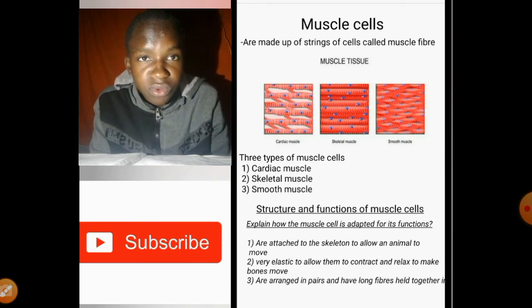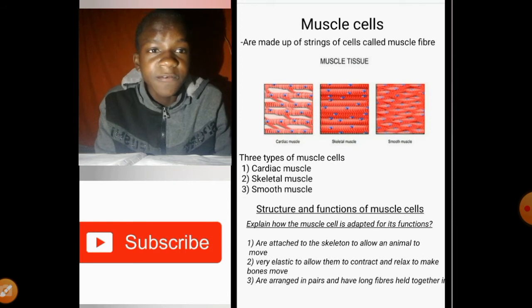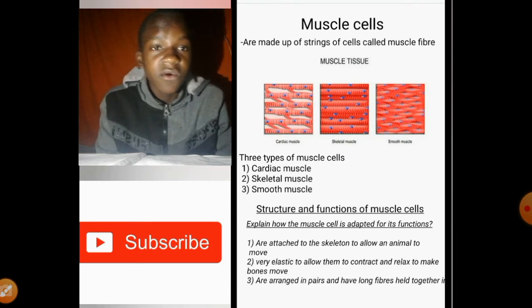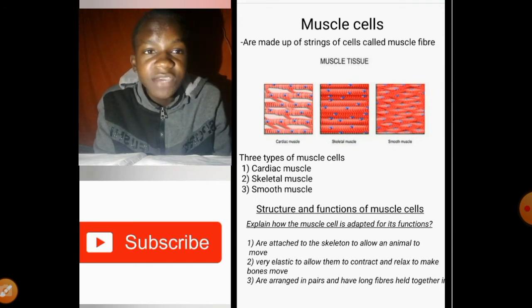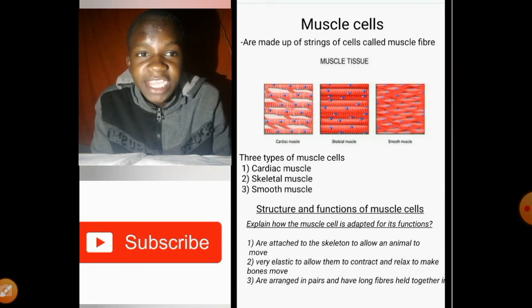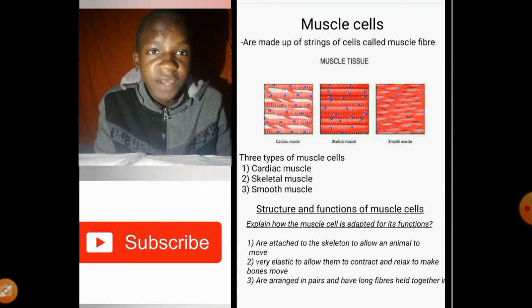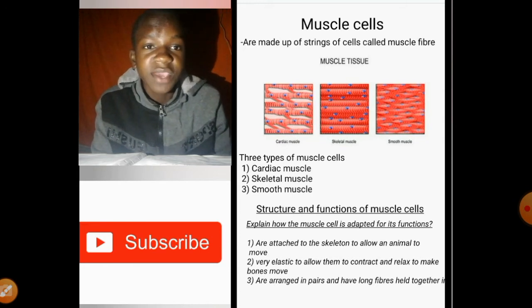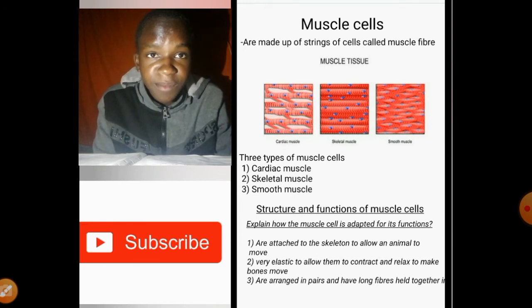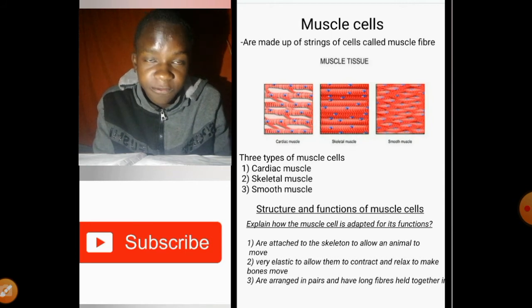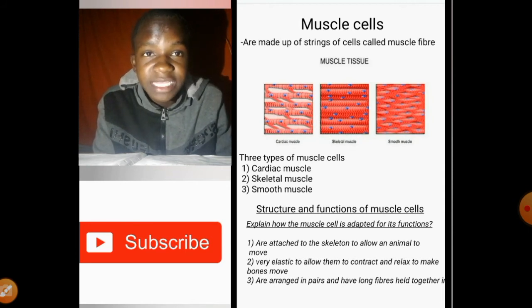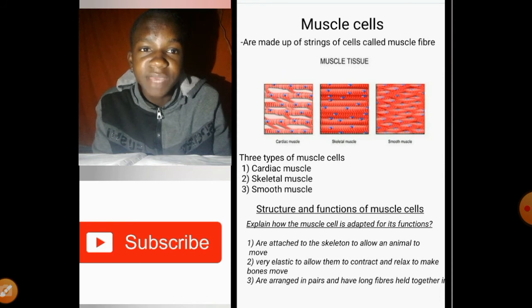We want to explain again the structure and functions of a muscle cell, or how the muscle cell is adapted for its function. Number one, muscle cells are attached to the skeleton to allow an animal to move. Number two, they are very elastic, which means they can contract and relax to make bones move.